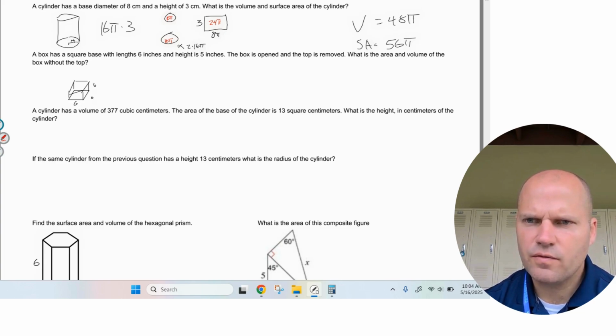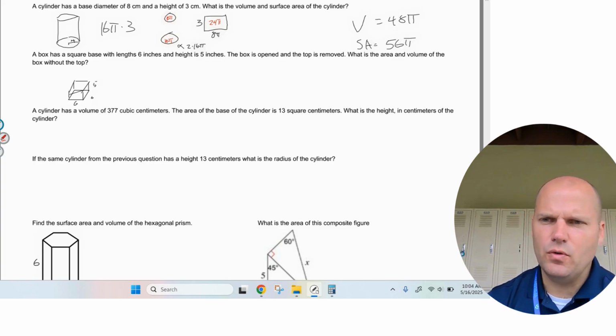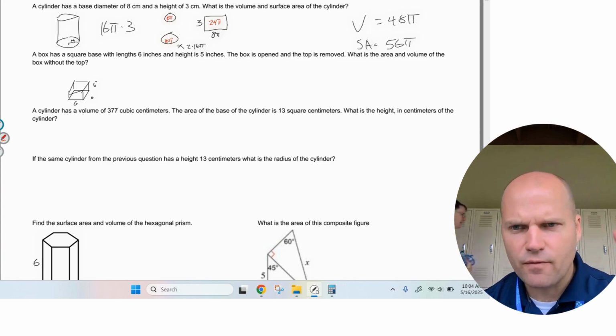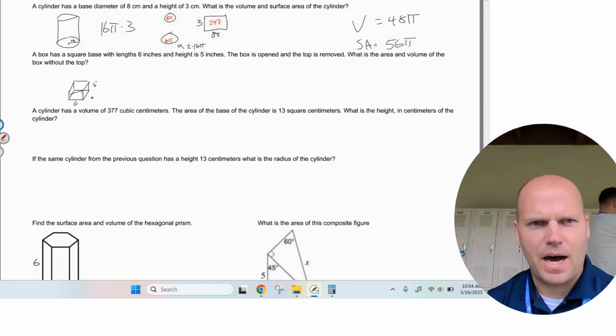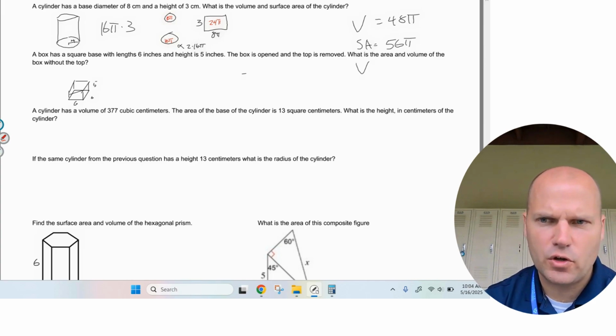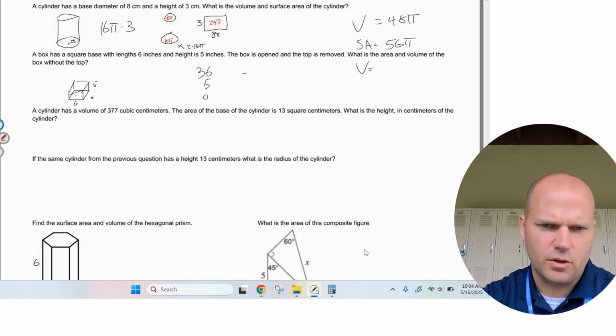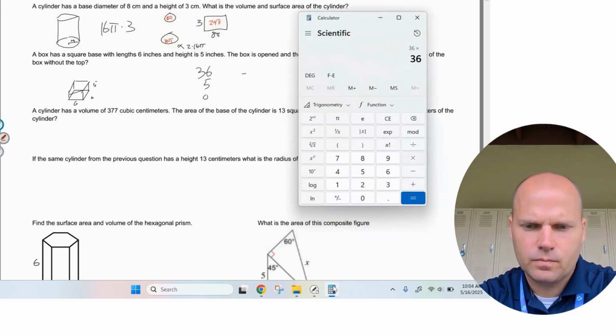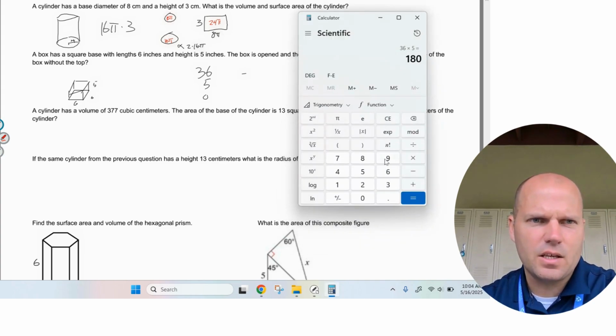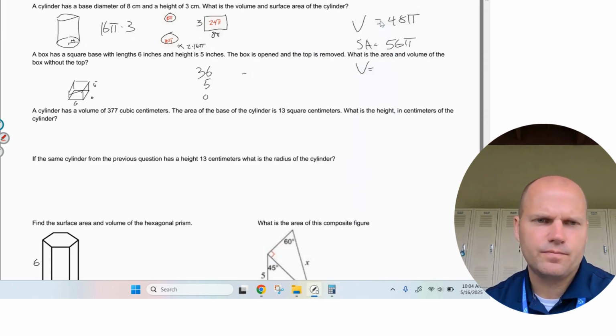Six, 6, 5. Top is removed. So we only have 4 of the outsides and the bottom for surface area. So the volume is the area of the base times the height, which is 36 times 5. Cubic inches. 180 cubic inches.